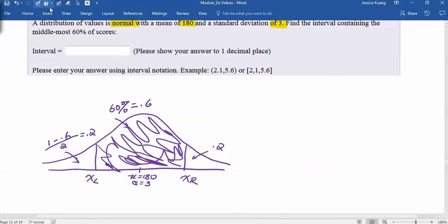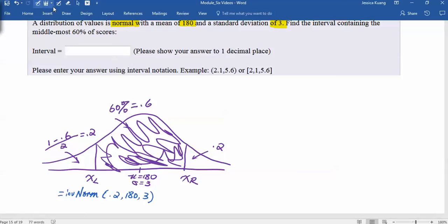For the left boundary, let me use a different color. The area to the left hand side of this boundary, this X sub L, is 0.2, and this equals the inverse norm of 0.2, 180, comma 3, and that will give me the left bound.